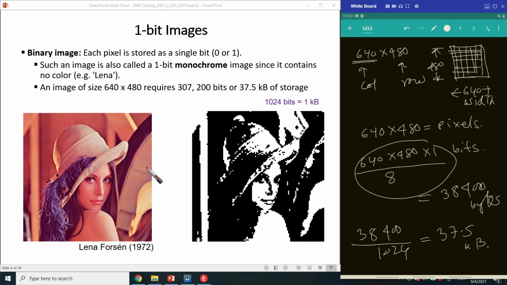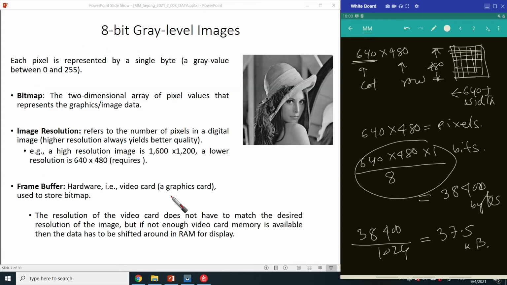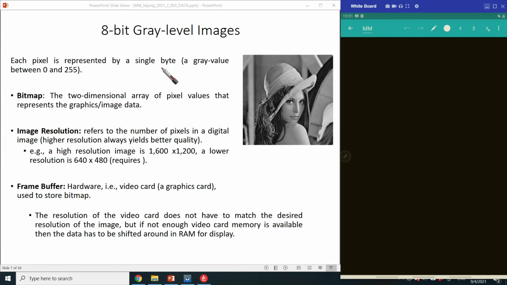From that time, somehow computer scientists and image processing experts have used this image as a test image for different kinds of image manipulation, image processing algorithm development, and many other purposes. It is kind of like programming's hello world; similarly in image processing, this kind of image is our hello image. Now we talk about the 8-bit gray level image.